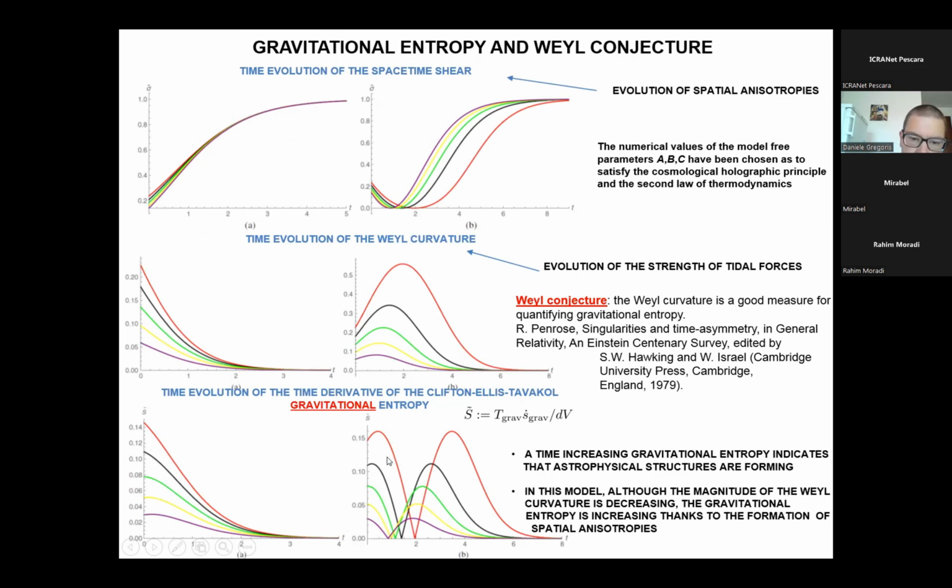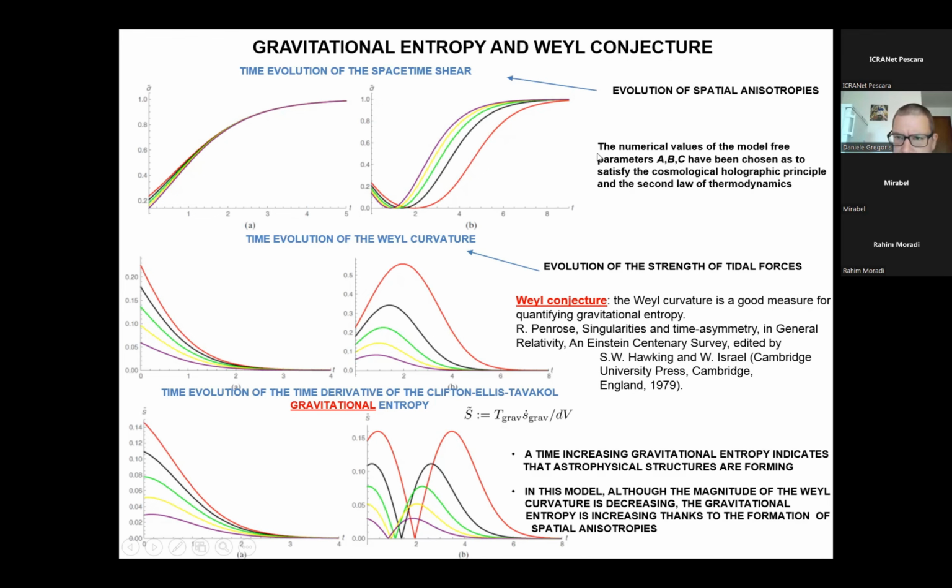This means that since the derivative is positive all along the time evolution, gravitational entropy is increasing in time, physically meaning that possibly gravitational structures are formed. However, you see that the Weyl curvature is not monotonically increasing in time. It is increasing and then decreasing. And in this formalism, the gravitational entropy is increasing thanks to the contribution of the spacetime shear.